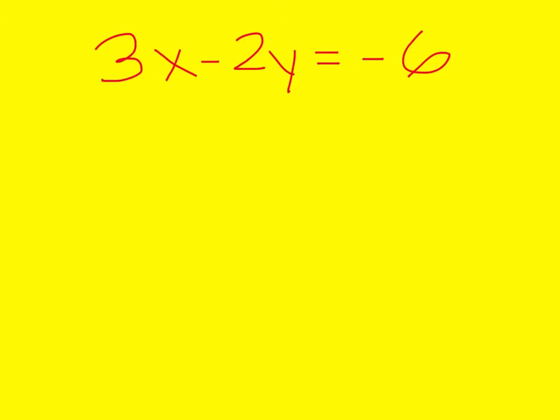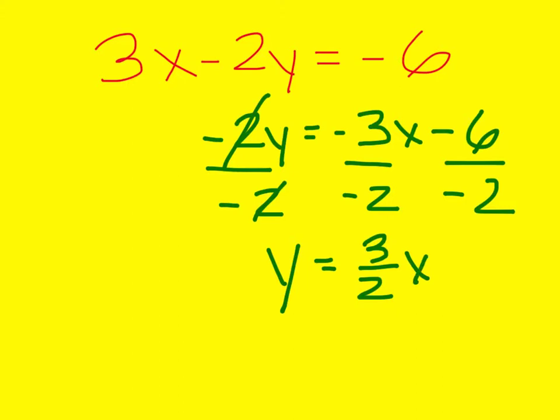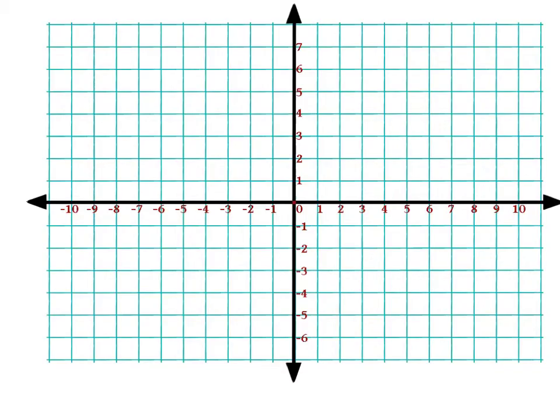On the practice problem, you should have -2y equals a -3x minus 6. Divide everything by -2. These cancel. You have a positive 3/2 x plus 3. When you graph this, you need a dot on 3 on the y-axis and go up 3 to the right 2.